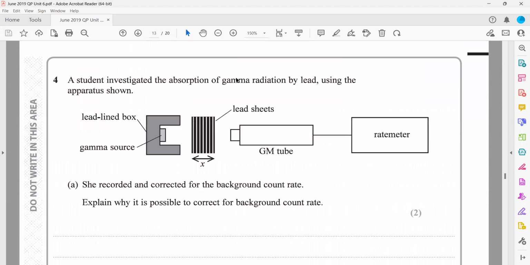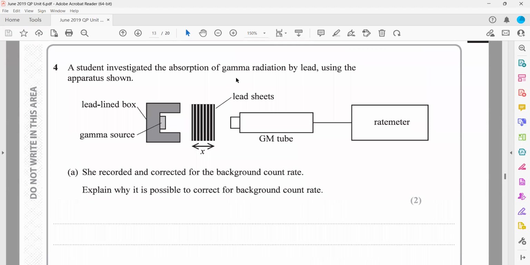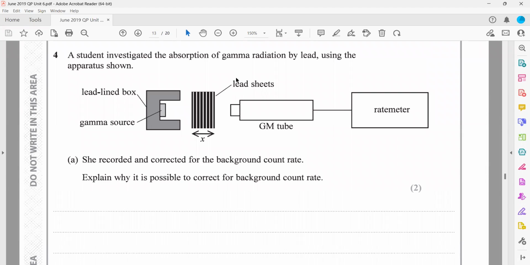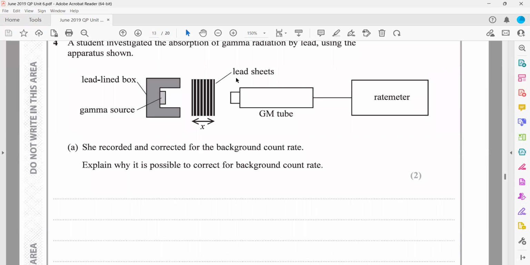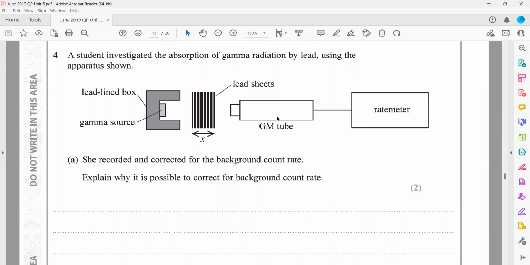The next question: a student investigates the absorption of gamma radiation by lead using the apparatus, a GM tube and rate meter. She recorded and corrected the background. Explain why it is possible to correct the background count rate.